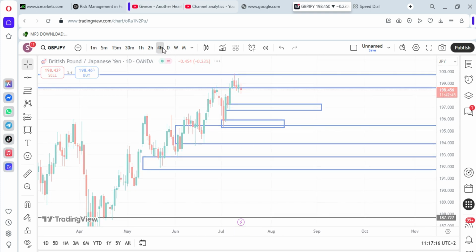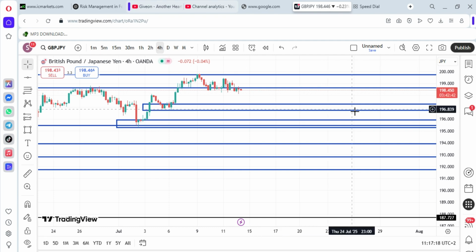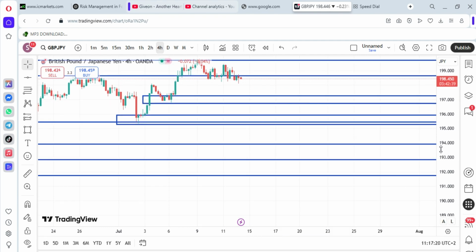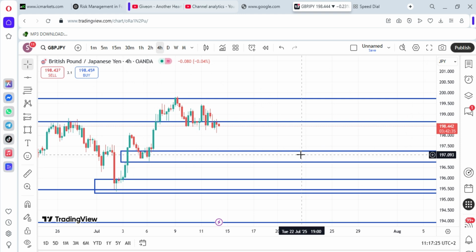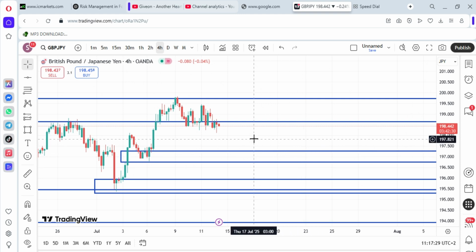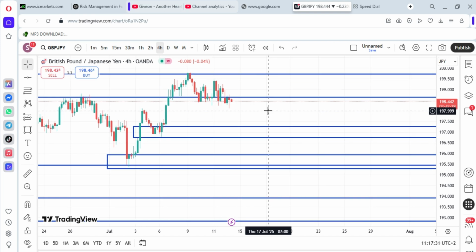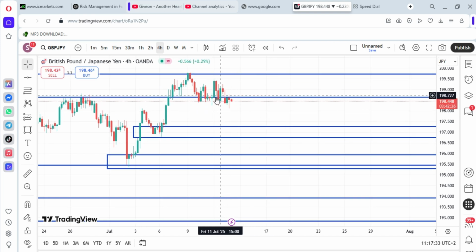When we go to the H4 time frame, we can see that price still hasn't formed a reversal pattern. We will wait for it to form a reversal pattern first before looking for any entries. If price can form a bearish candle here, that's our number one reversal pattern. And then we'll start looking for sell opportunities.